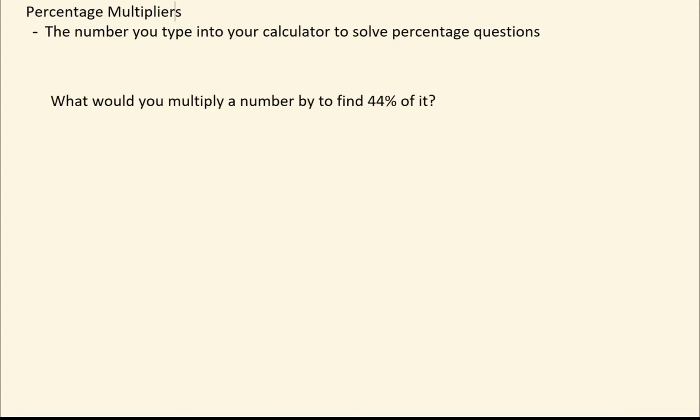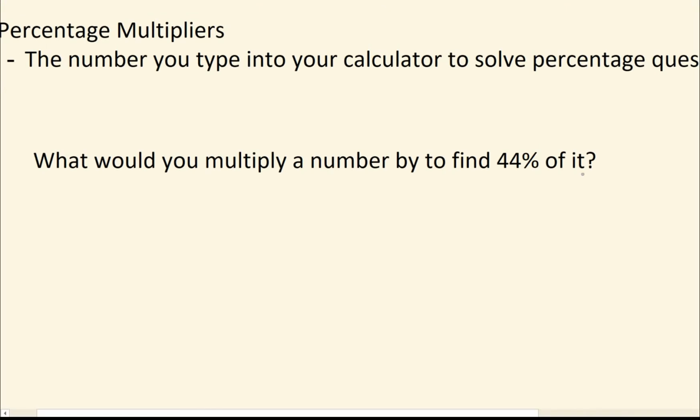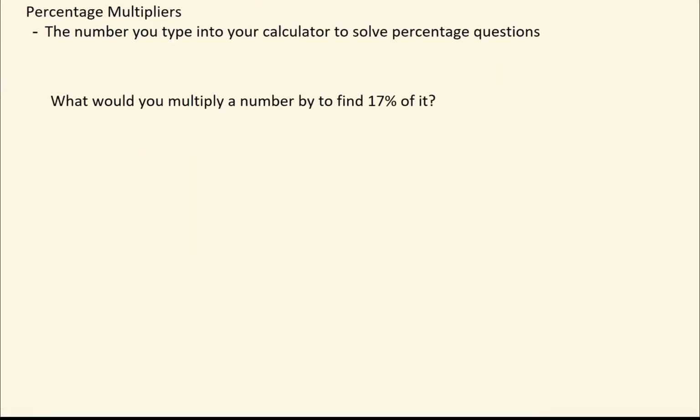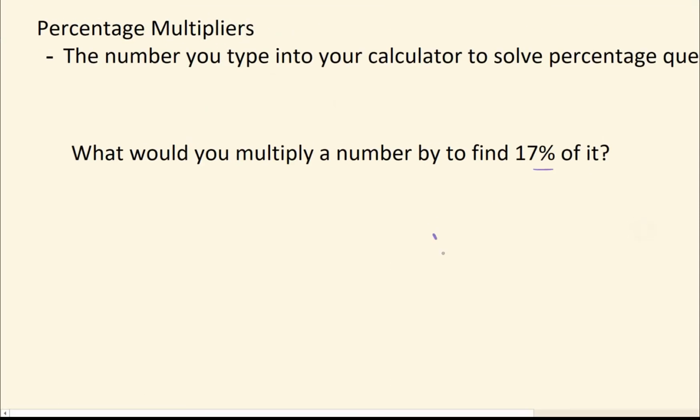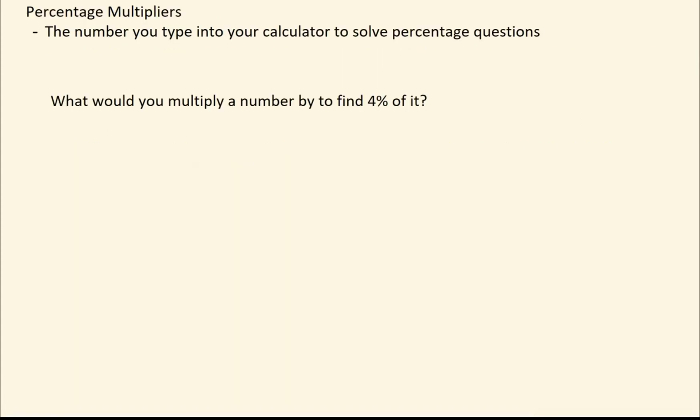If the question instead asked, what would you multiply a number by to find 44%? That would be 0.44. So try a few of those. If you wanted to find 17% of a number, you would multiply by 0.17 because that is 17 over 100. If you wanted to find 4%, we have to do 4 over 100, and as a decimal, that is 0.04. We can go into decimals, of course.